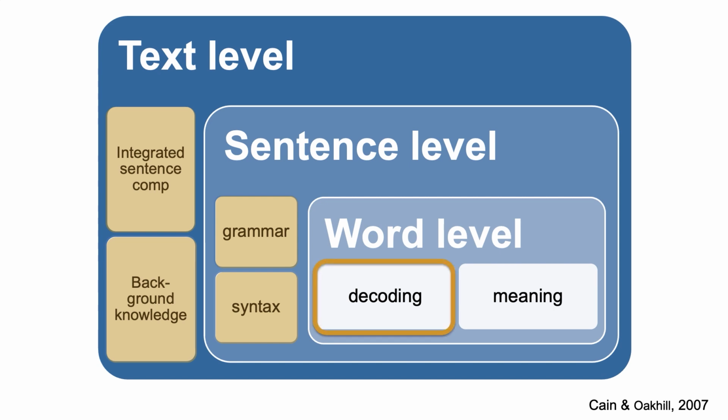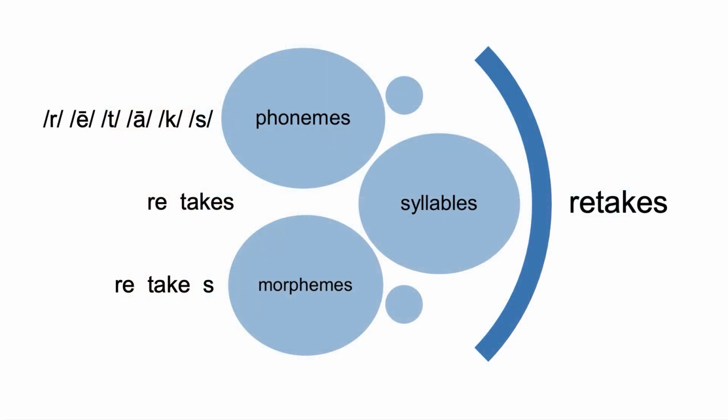Decoding is that non-negotiable entry point into reading comprehension. Word reading must be accurate and automatic to activate meaning. We need to build those word level skills, integrate them into sentence comprehension, and further enable understanding of connected text. At the word level, thinking back to Module 7, we recall that words are comprised of these layers of language, which we can access for both decoding and meaning.